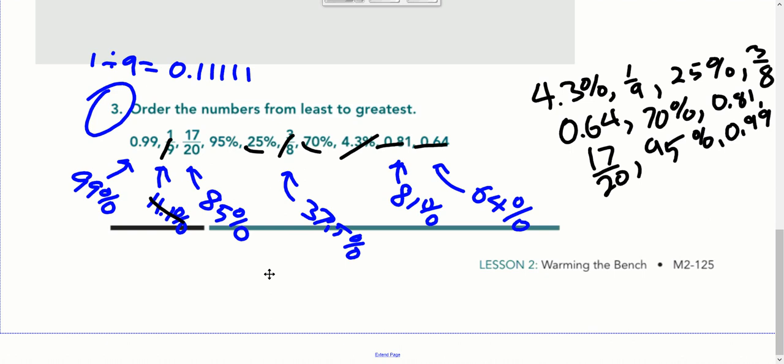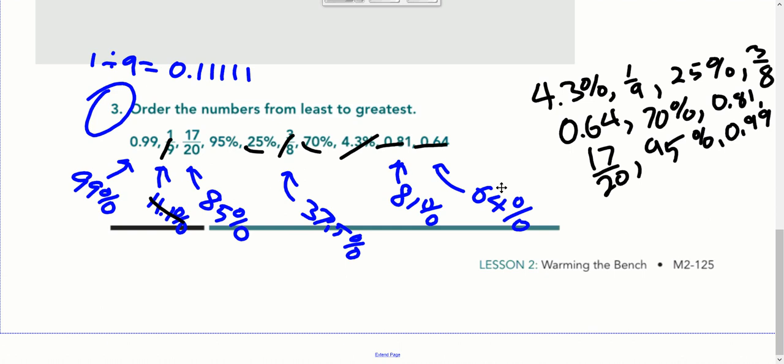Okay, Benjamin, we'll scroll up to the top. So it says order. For question 3, it's order numbers from least to greatest. And you might be wondering, how do you do that? That's why we're here.